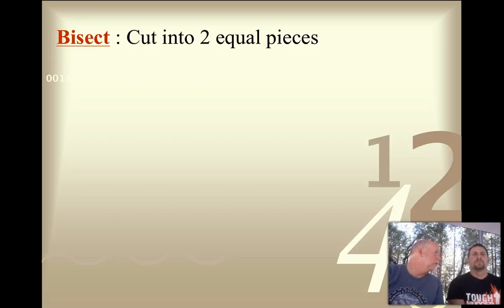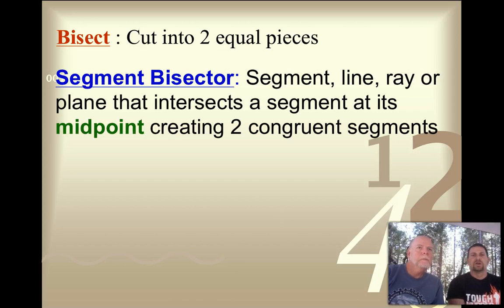So we're going back to bisect. Bisect is cut into two equal pieces. That's just another definition of it. That's what it does. It cuts it into two equal pieces. A segment bisector could be a segment, a line, a ray, a plane that intersects a segment at its midpoint, creating two congruent segments. Basically any of those things could cut it in half, and it creates that midpoint where those segments become congruent.